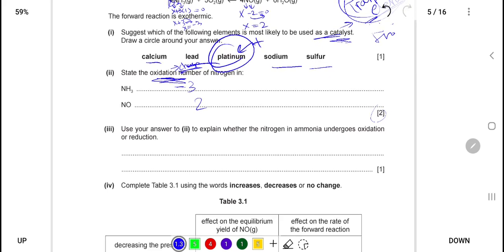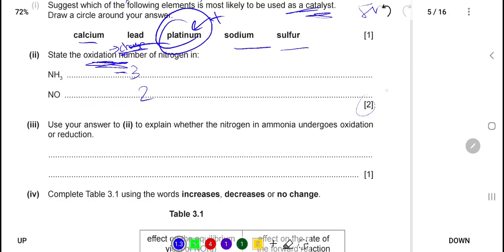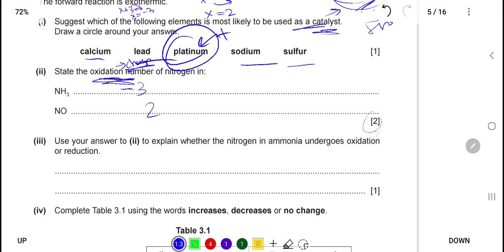Now triple I says, use your answer to II to explain whether the nitrogen in ammonia undergoes oxidation or reduction. So oxidation, you can make it an easy, simple way. It's that the oxidation number increased from, like, example, from like 2 to 7. Okay, so it's an oxidation because it increased. If it was from like 2 to -1, I mean, it's decreased, so it's a reduction.